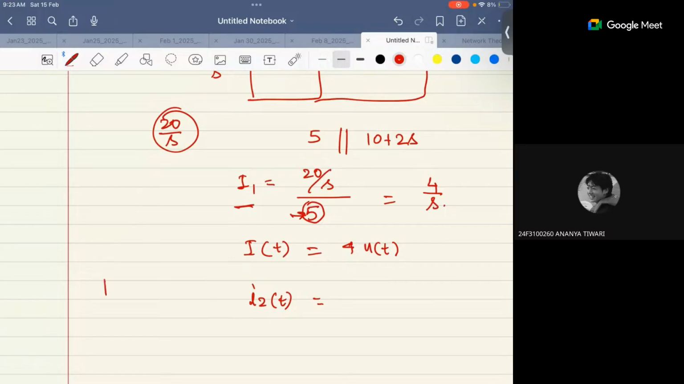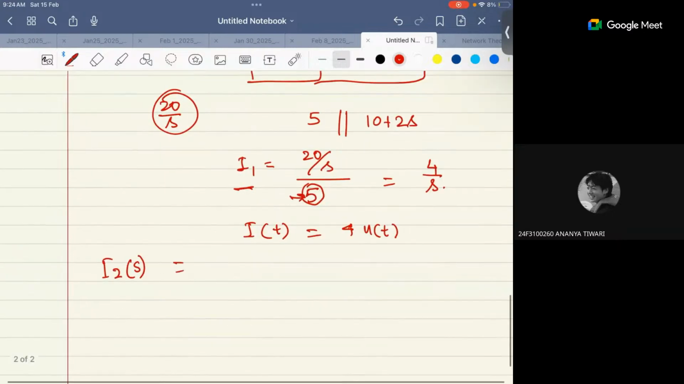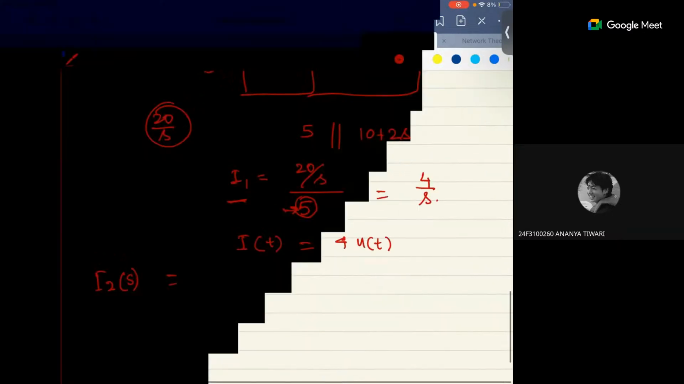What will be the equation for I2? 20 by S upon 10 plus 2S.